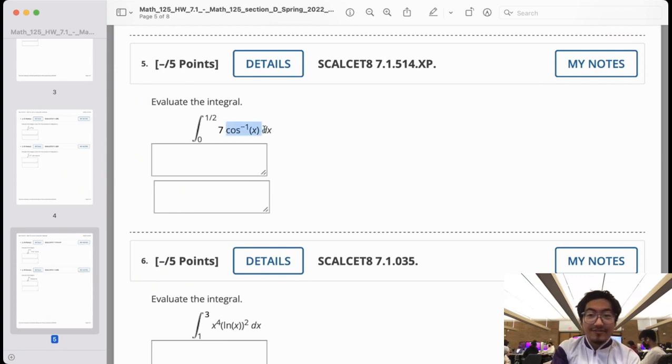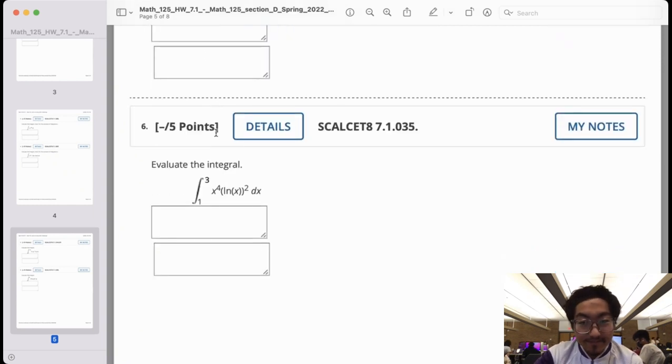For this one, you don't know the antiderivative of an inverse trig function. You only know the derivative of an inverse trig function. So for any inverse trig function, use integration by parts with u equal to the inverse trig, and dv is the rest of it. This is the same thing as integration by parts with the natural log.